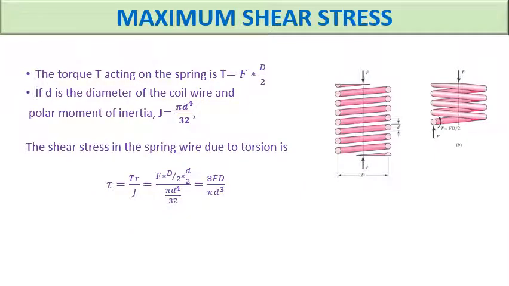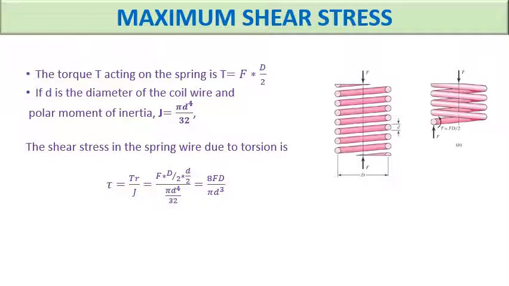Now let us consider a spring of wire diameter d and coil diameter D subjected to an axial load F. The torque T acting on the spring is given by F multiplied by capital D by 2. If d is the wire diameter of the coil, the polar moment of inertia, that is J, is given by pi d to the power 4 divided by 32.